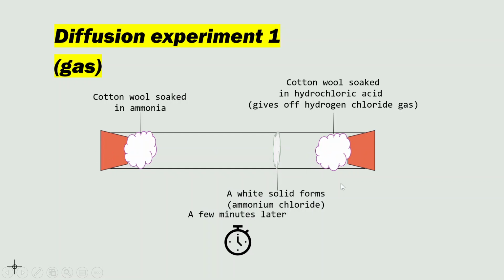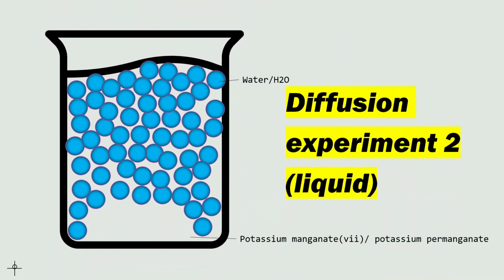Okay, let's look at the other diffusion experiment, in a liquid. This is water, and I'm putting potassium manganate(VII), or potassium permanganate, into this water. What simply would happen is that it would, in quotes, dissolve. We like to use the term dissolve in our everyday life. So this would dissolve, meaning that it spreads evenly throughout the water. You see that?